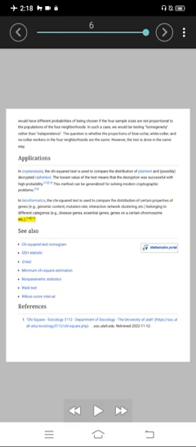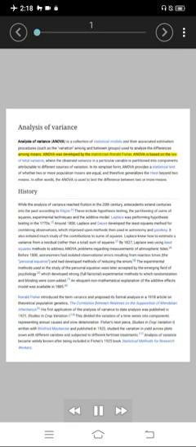Analysis of variance. Analysis of variance, ANOVA, is a collection of statistical models and their associated estimation procedures, such as the variation among and between groups, used to analyze the differences among means. ANOVA was developed by the statistician Ronald Fisher. ANOVA is based on the law of total variance, where the observed variance in a particular variable is partitioned into components attributable to different sources of variation.